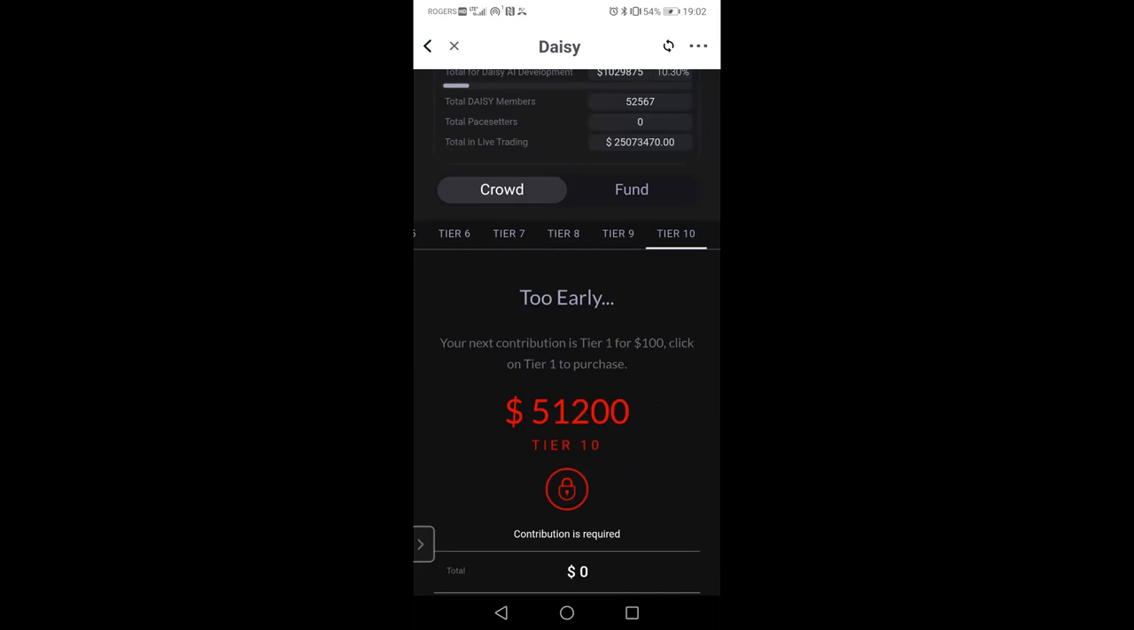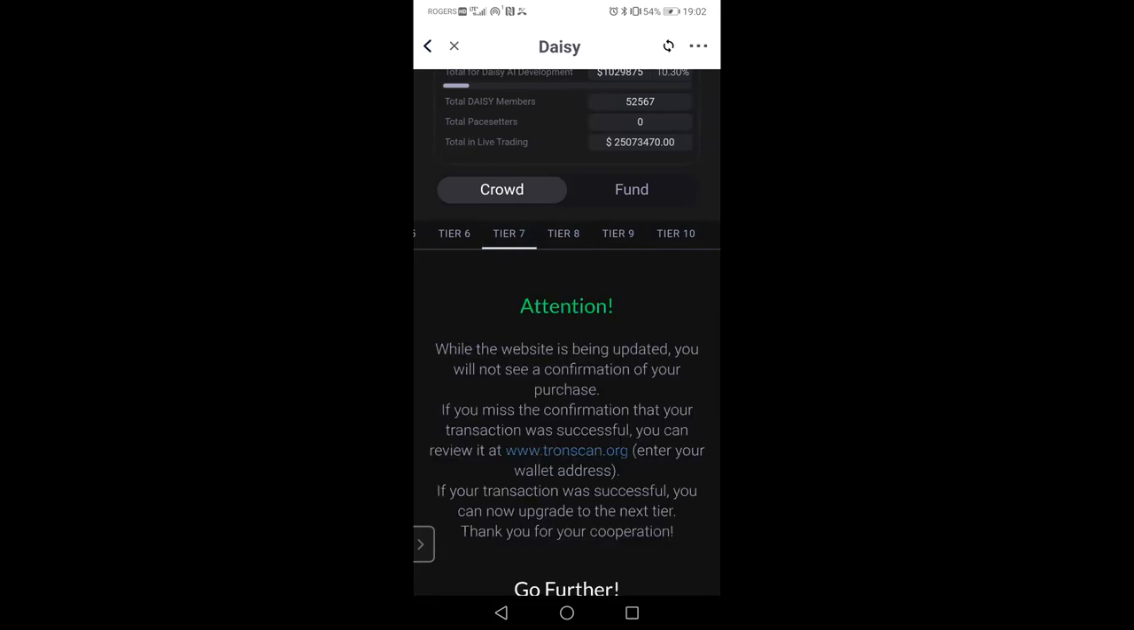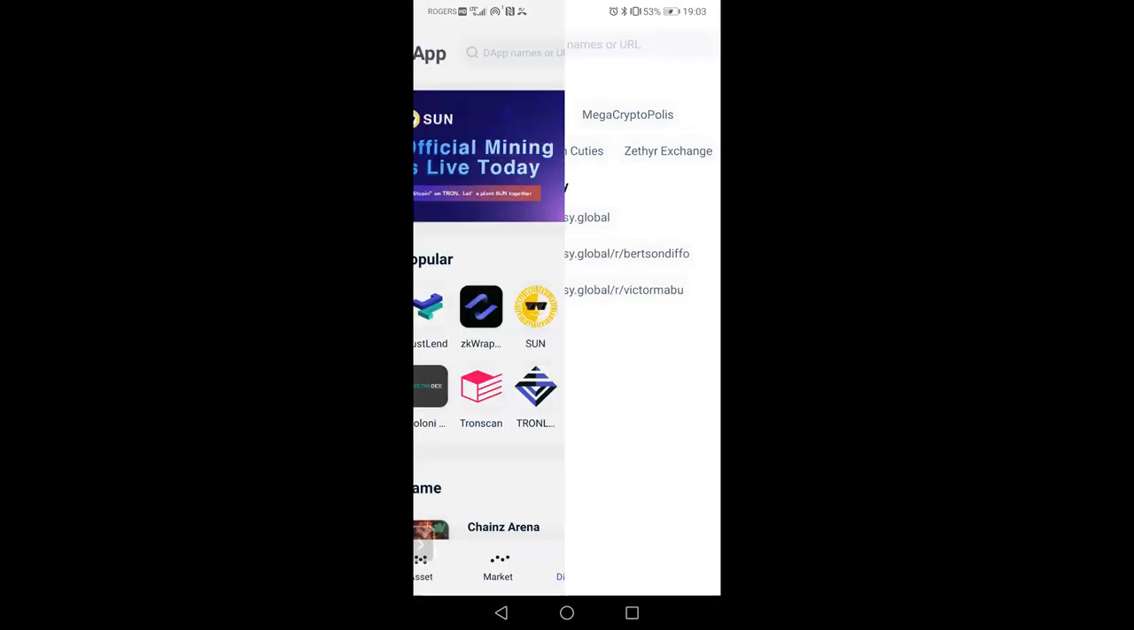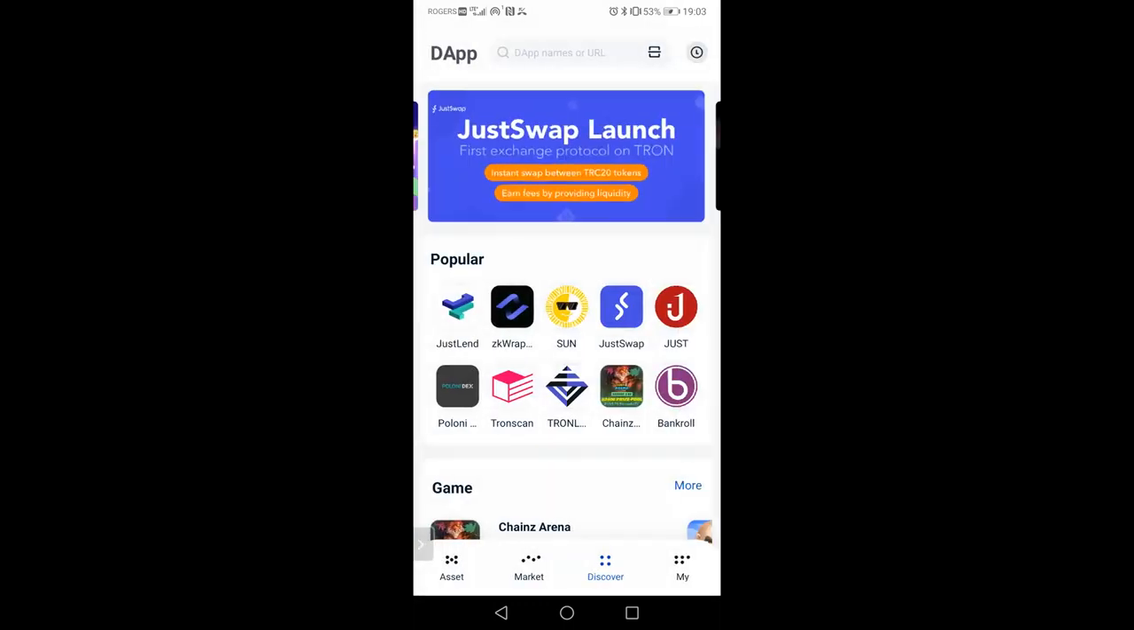I cannot buy tier 9, nor tier 8. I can buy tier 7. It's telling me too early for tier 8 and all the tiers above tier 7. So you could easily go anytime into your DAISY account and upgrade, if we call it that way. That's exactly what it is, and buy higher tiers.